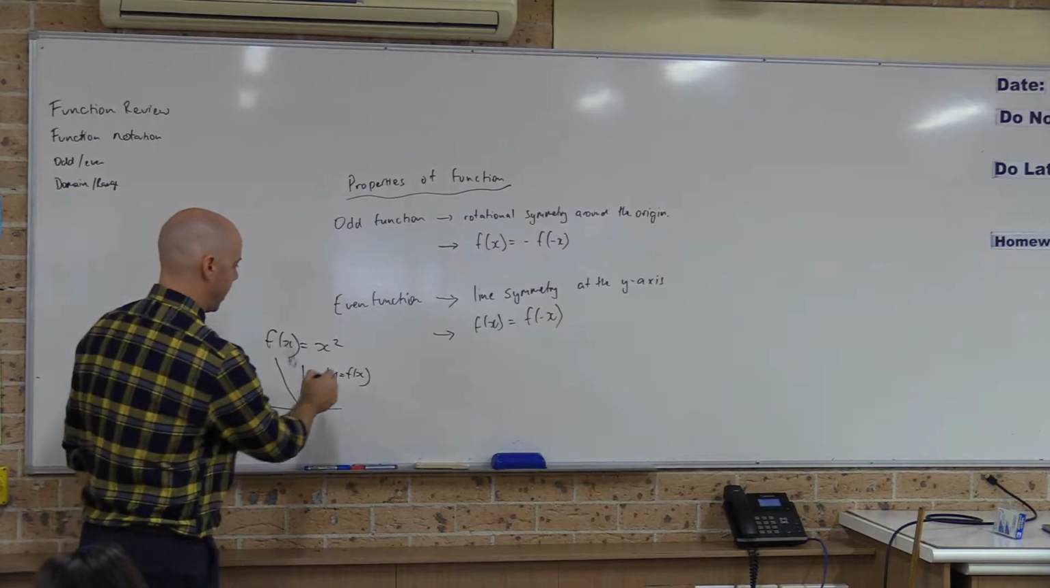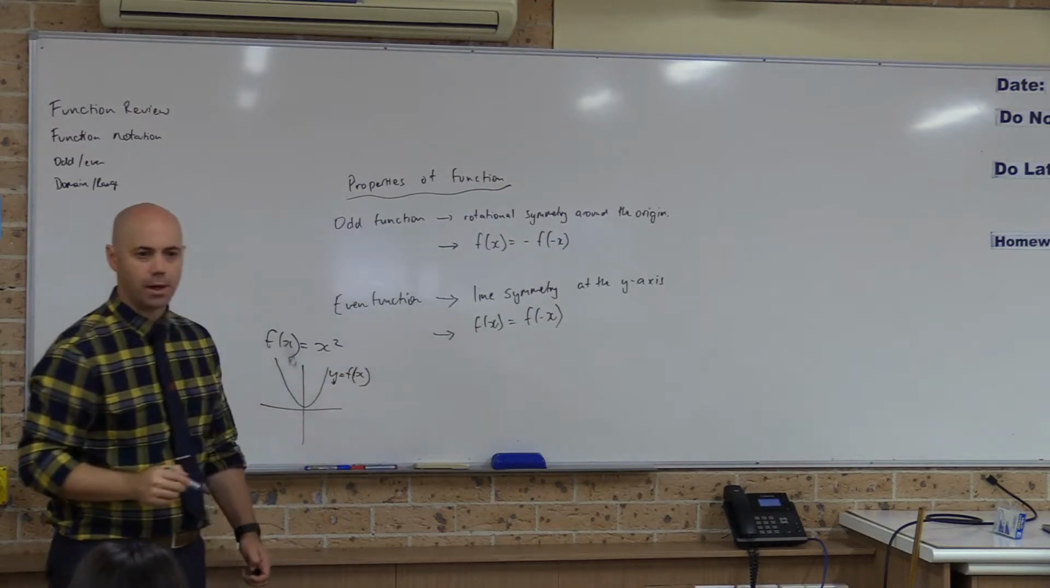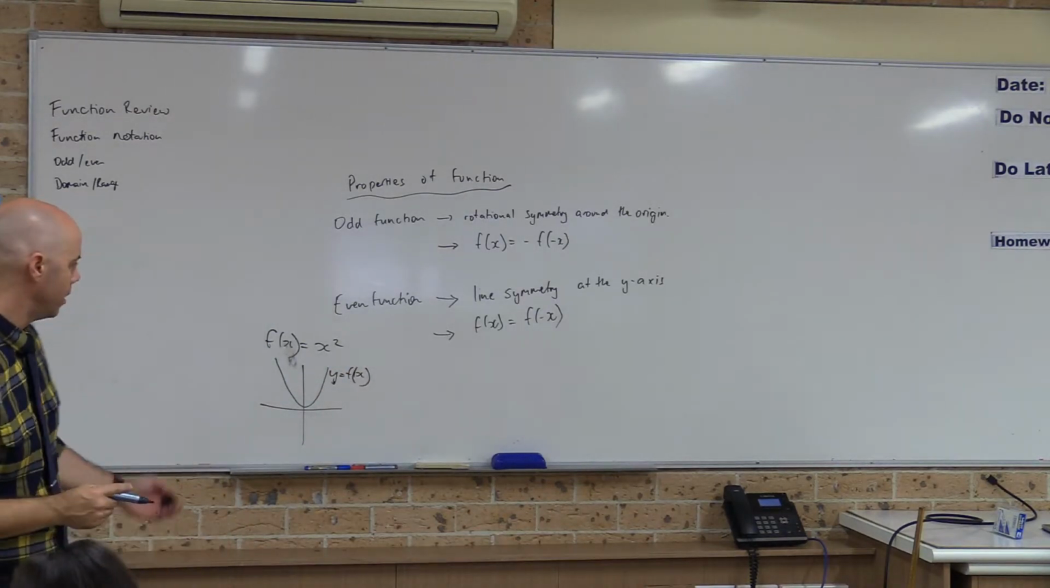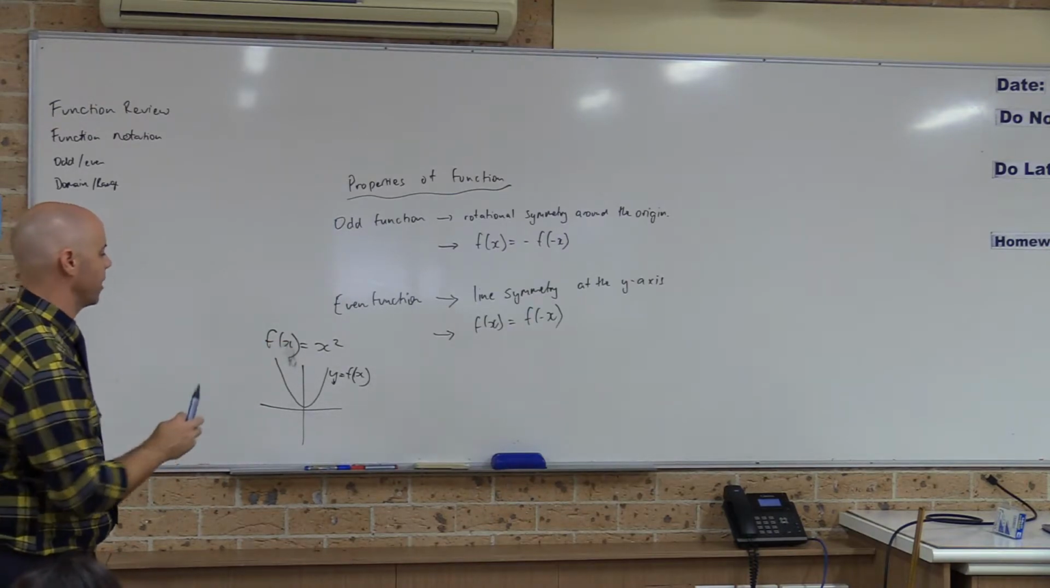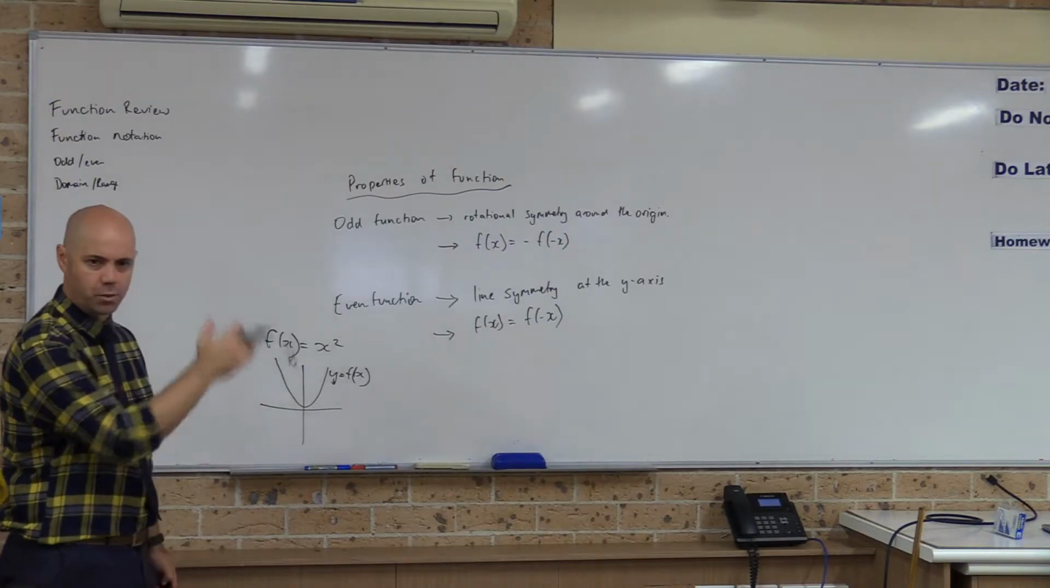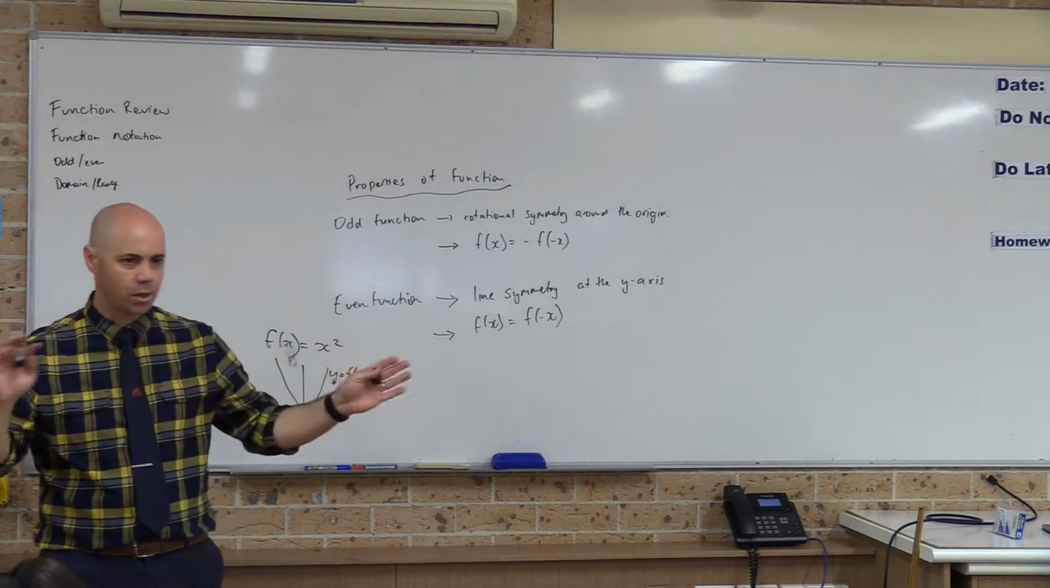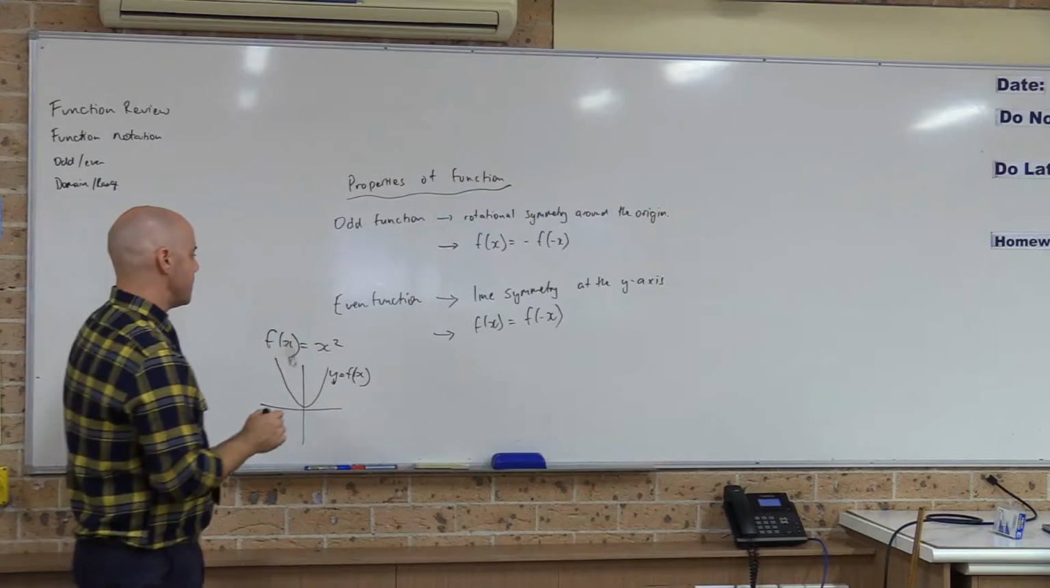We know what a parabola looks like, a quadratic y equals x squared. So in this case, the function f of x equals x squared is going to look like that. We can see that, yeah, it's got symmetry across the y-axis. It's exactly the same on both sides. Okay?